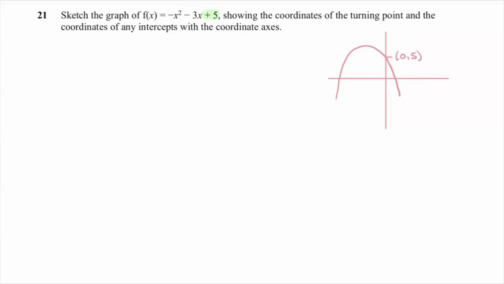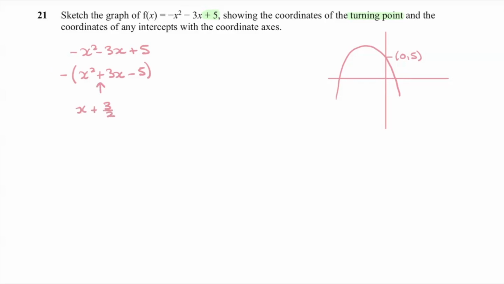So what I now have to do is work out this turning point, and I have to work out these coordinates here. Now, turning point is the key word. That tells us that we're going to be completing the square. So we've got minus x squared minus 3x plus 5. But this negative, we really want to factor that out so that it doesn't get in our way. So we're going to factor that out, which causes a switch on all these other signs. And then we're going to start completing the square.